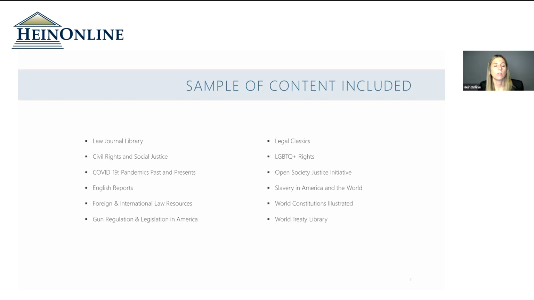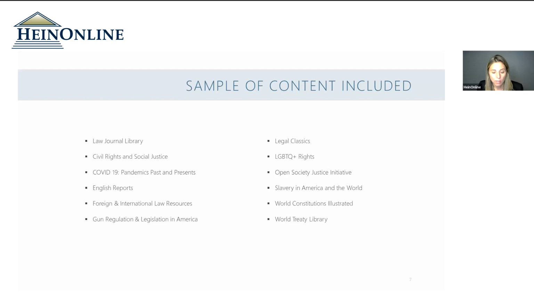We have a database focused on civil rights and social justice. You can see here, we even have a database focused on pandemics. English reports is a very popular one because this is material that's hard to find. We have the full reprint of the English reports, covering 1220 through the 1800s. We also have the Statutes of the Realm included in here, and then the English Law Reports pre-1865.